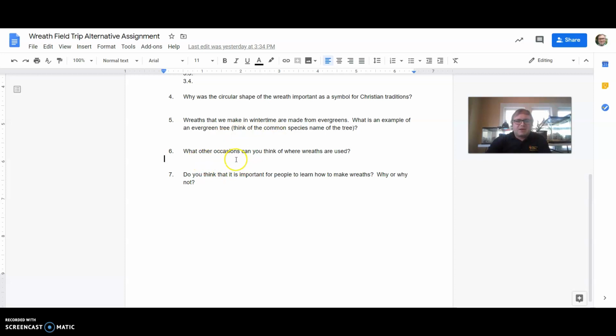And then 6, what other occasions can you think of where wreaths are used? So again, besides holiday celebrations, think about whenever you see one of those circular wreath arrangements, what are other types of ceremonies where these wreaths are being used? And then 7, do you think that it is important for people to learn how to make wreaths? Why or why not? So again, this is just based on your personal opinion, as long as you can back your opinion up with things related to your thoughts on that.